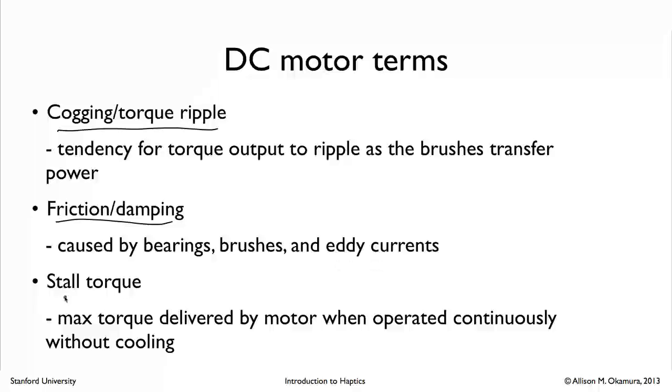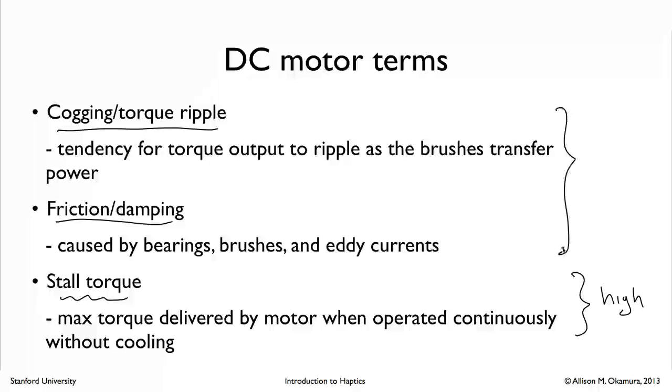And then there's also a very important parameter which isn't often quoted or necessary for a lot of motor applications, but it's super important in haptics, and that is stall torque, because that's the maximum torque delivered by the motor when it's operating continuously without cooling. And since when you're holding onto a haptic device, the motor's not really spinning typically much at all, you're really just feeling the torque that's output by the motor, it's important that this max torque be as high as possible. So the stall torque you would like to be as high as possible.